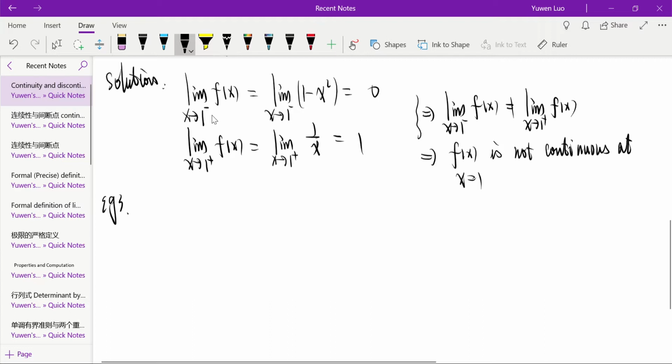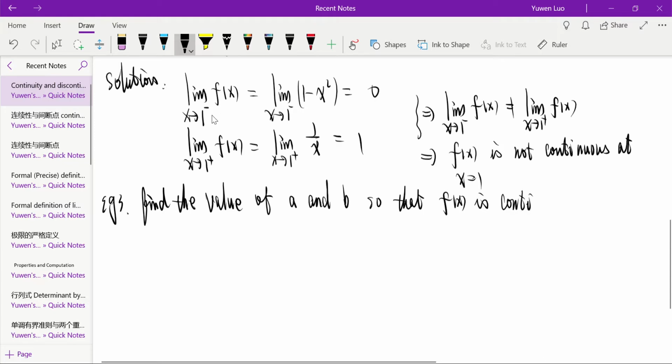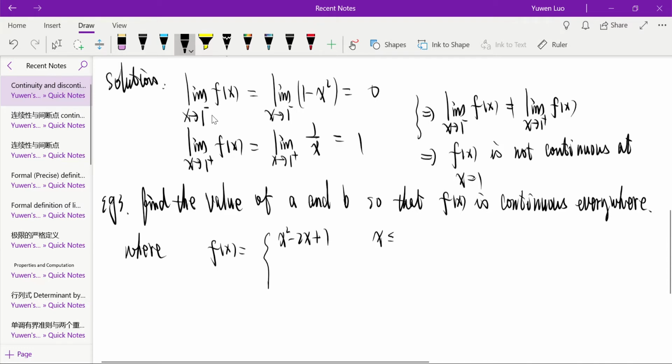The third example. Find the values of a and b so that f(x) is continuous everywhere, where f(x) is a piecewise function: x squared minus 2x plus 1 when x is less than 0, ax plus b when x is greater than or equal to 0 and less than or equal to 2, and when x is greater than 2, that's 4 minus x.